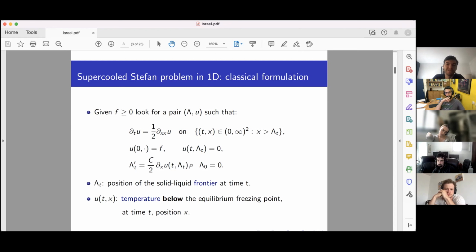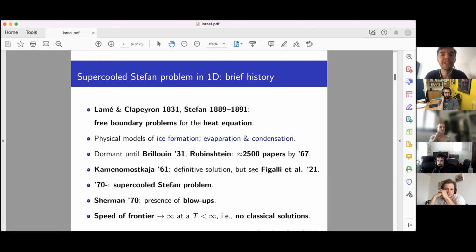Thanks. All right, so that's the problem, and it has a long history, and I'll be quick here, so I don't want to give you a long history lesson. Stefan problems in general go back as far as 1831. Originally they were about freezing of regular, not supercooled liquids. They were introduced by Lamé and Clapeyron, and then Stefan really started studying them systematically in 1889, and so that's why they're usually referred to as Stefan problems.